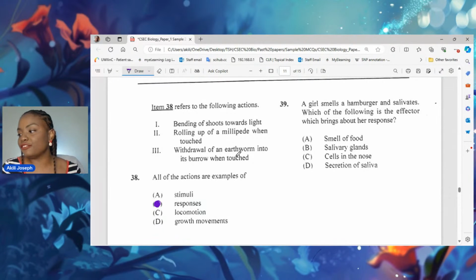Right? So they're asking for the effector. And remember, I told you that effectors are either muscles or glands. So in this case, it's going to be the gland releasing the saliva, so B is going to be the effector. Right? Smell of the food is the stimulus. Cells in the nose will be the receptor. Secretion of saliva will be the response. B is the effector.